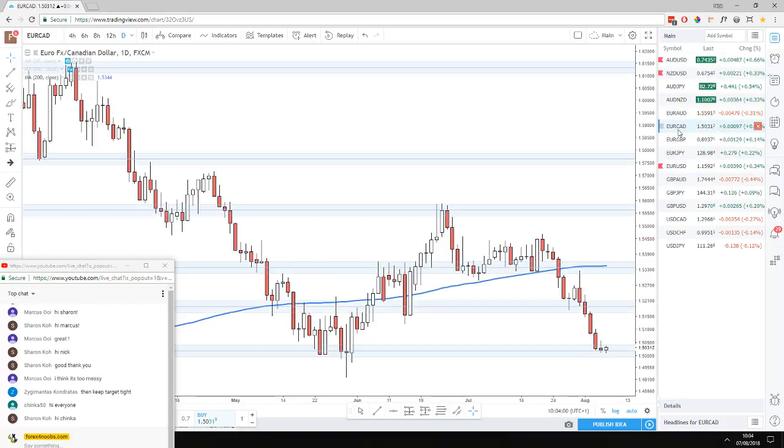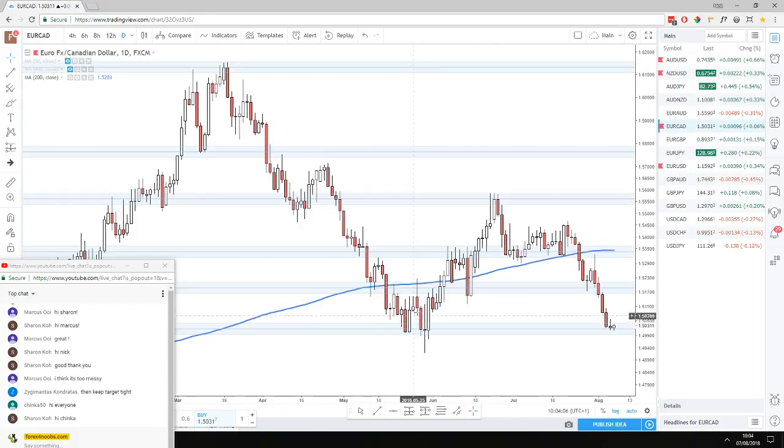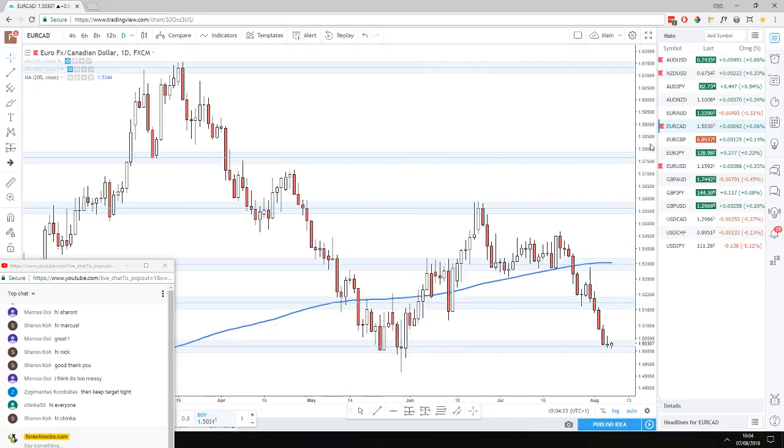Whoa, EURCAD stalling out on top of the support area. Potential for a long trade here. This is a strong support area for EURCAD. Lowest point since around January of this year, so it's a significant low. Price is stalling out at this low. Let's see what happens. This could give us a decent reversal trade.